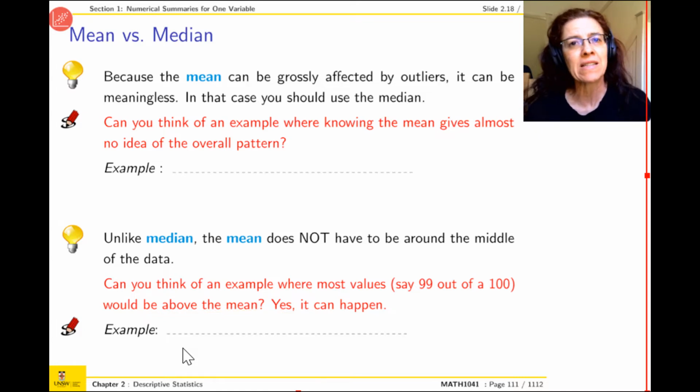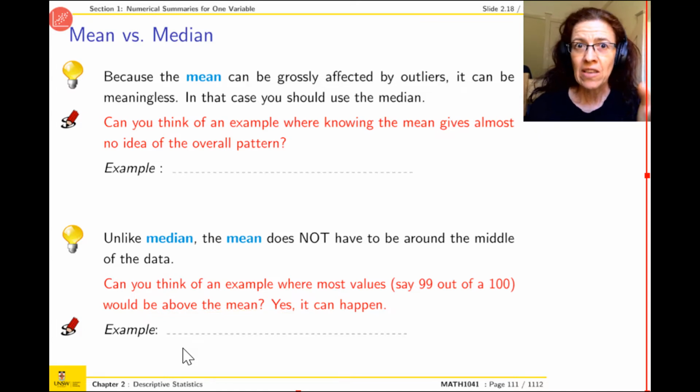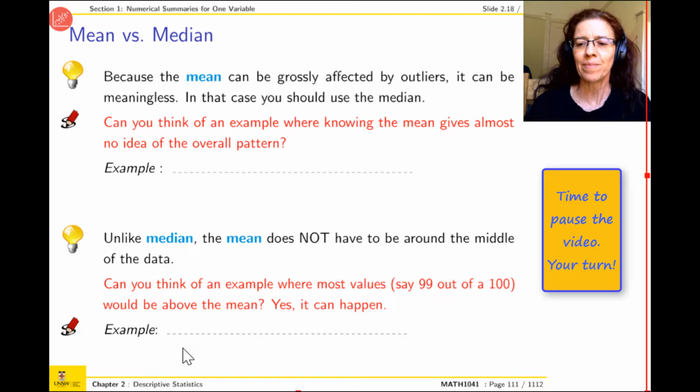The goal of this example is to convince you that although the median has to be around the middle, the mean really doesn't have to. Pause, think, come back.